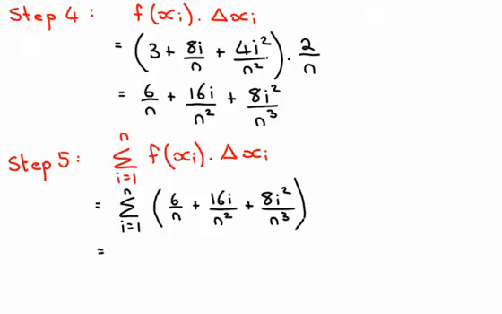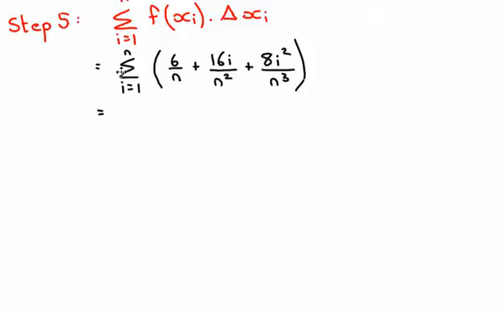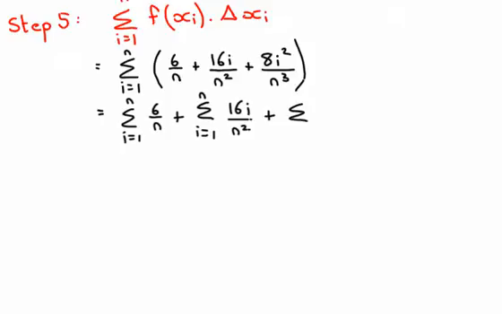Right, and just like in the previous example, when we've got a summation, we can split it over all of these different terms. So it's the sum from i equals 1 to n of 6 over n plus the sum of 16i over n squared plus the sum of 8i squared over n cubed.